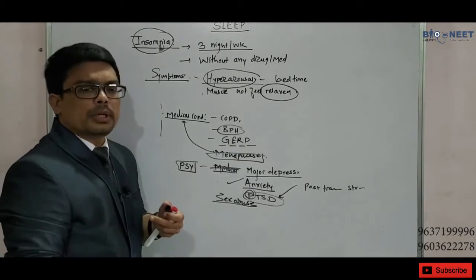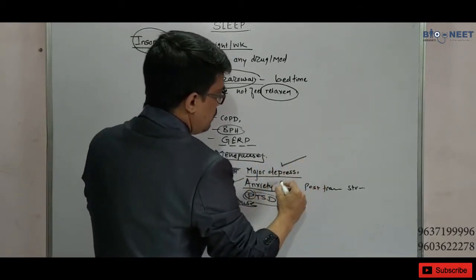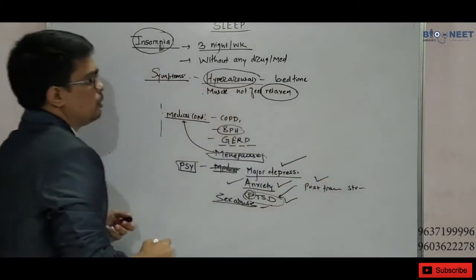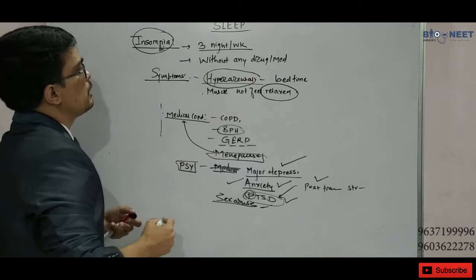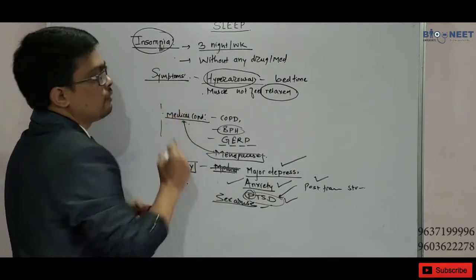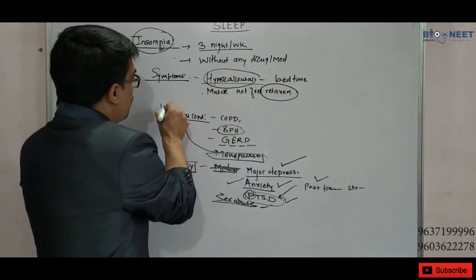So schizophrenic patients are also insomnic, but I want you to remember major depression, anxiety, PTSD, and sexual abuse. So this comes under the psychiatric condition, and that is why, with medical condition and psychiatric condition, they feel insomnic, okay? Now, what are the other reasons?